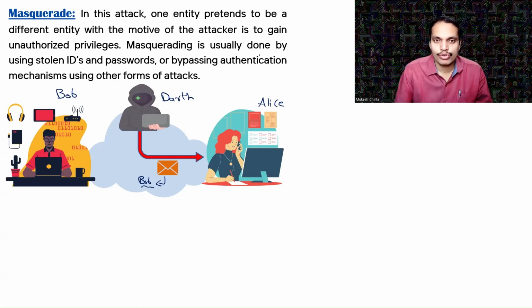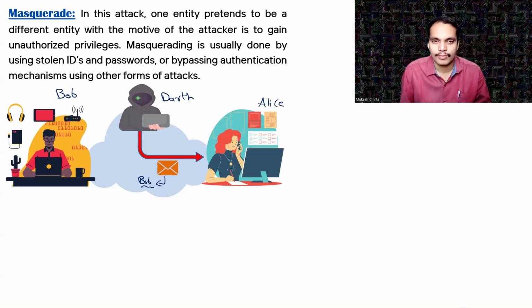Masquerading is usually done by using stolen IDs and passwords, or by bypassing the authentication mechanisms using other forms of attacks. This is called a masquerading attack, where one entity pretends to be a different entity, with the motive of the attacker being to gain unauthorized privileges. Here, Darth sends a message pretending to be Bob to Alice. As I told you, these are easy to detect.